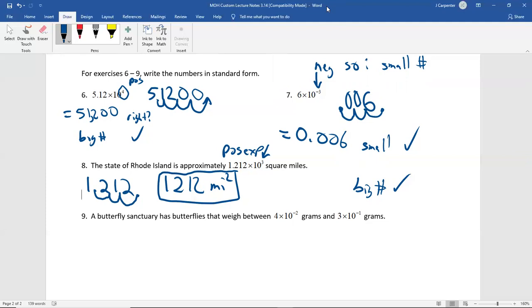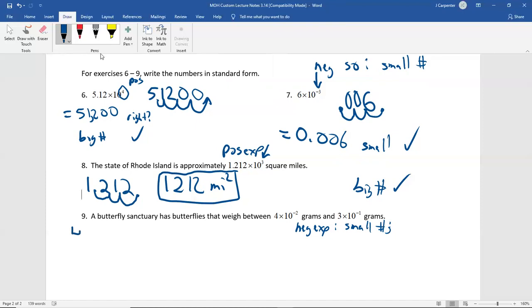Number 9. A butterfly sanctuary has butterflies that weigh between 4 times 10 to the negative 2 grams and 3 times 10 to the negative 1 grams. So they just want us to write both of these numbers in standard form. Now these numbers both have negative exponents, so we should be creating small numbers for both of them. But this is 2 different problems.